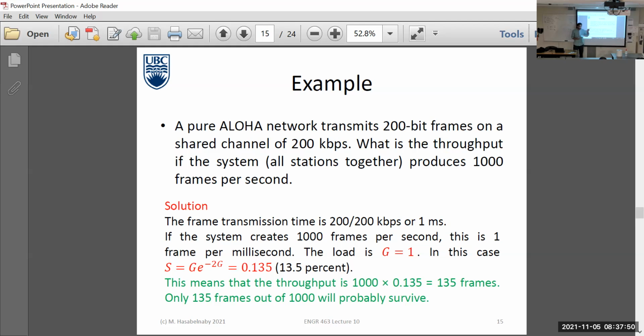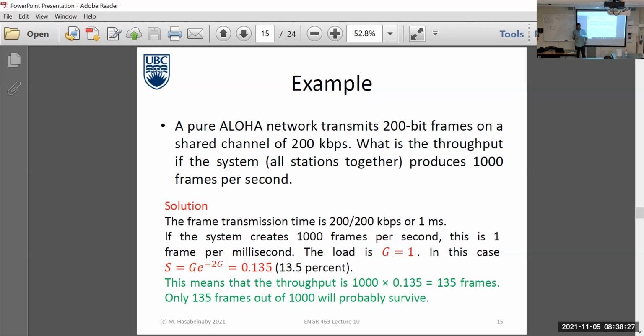So from 1,000 frames, can you see? Only 135. Imagine that if we have 1,000 students in this class and only 135 students passed this course, not failed in this course. What will you say? We need a new professor. So instead of professor, ALOHA.